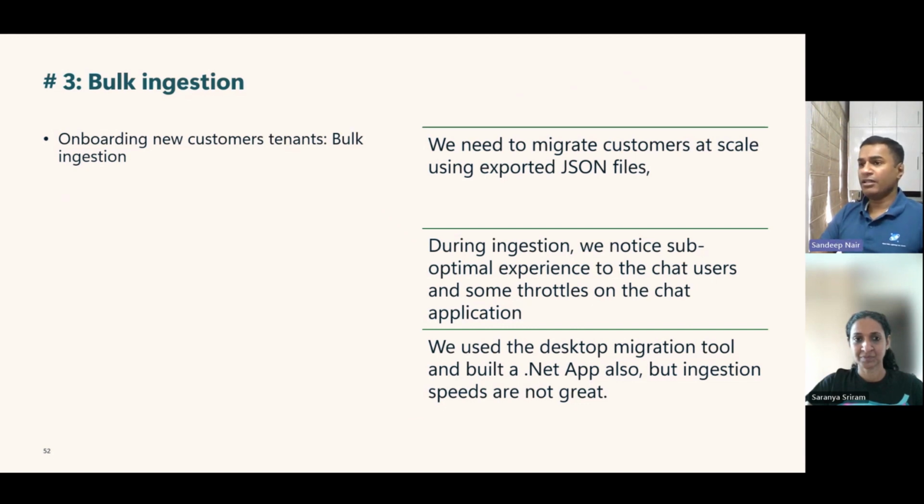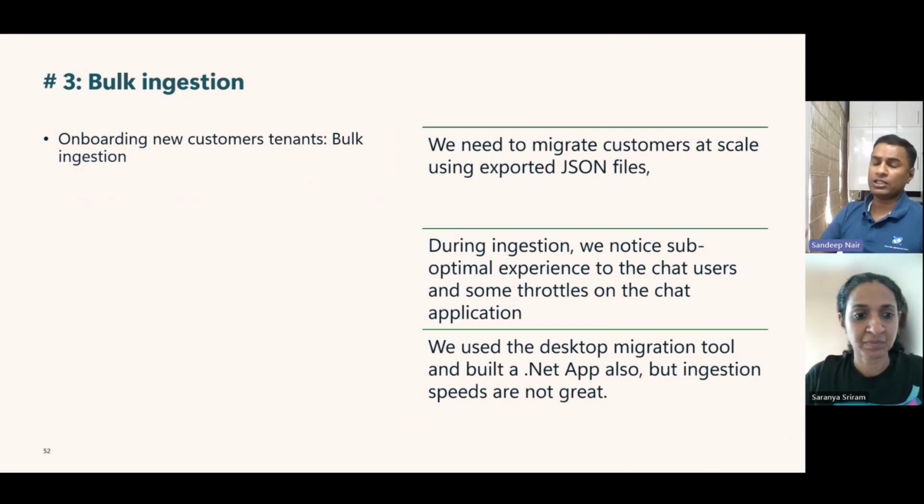Again, whenever you see a scenario of throttling or getting errors, the first go-to place is your metrics. Go and look at your metrics and see what's happening. Understanding the problem will tell you what to do. So let's switch to the metrics for this case and see what we can see here.